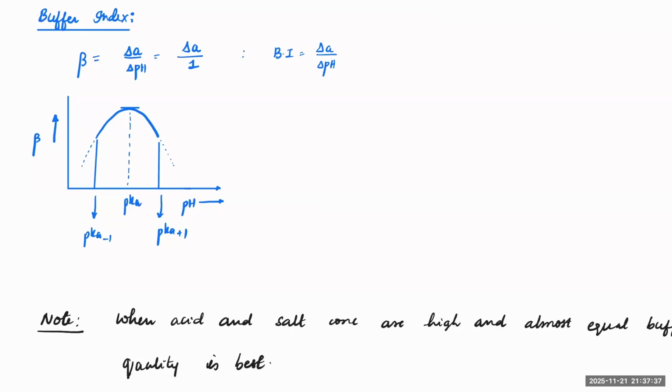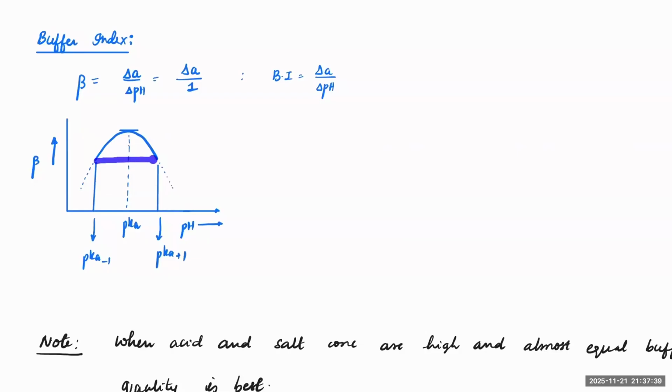Which clearly shows that this is the best buffer range. This is called the best buffer range, where the buffer is acting at its best potential. Of course, the best is at the pKa value, but across it, pKa plus 1 and pKa minus 1, it will act as the best buffer solution. So we call it a buffer range. The buffer range, where it acts at its best, is pKa plus or minus 1.